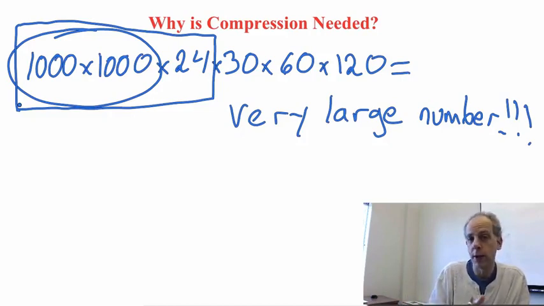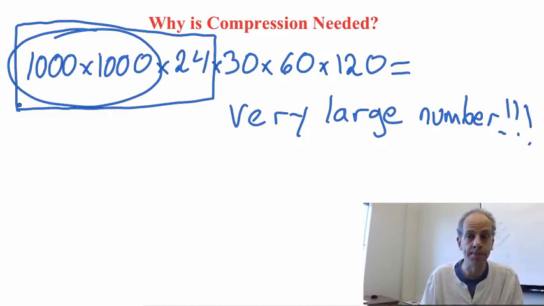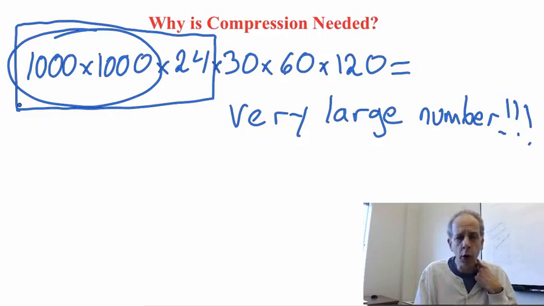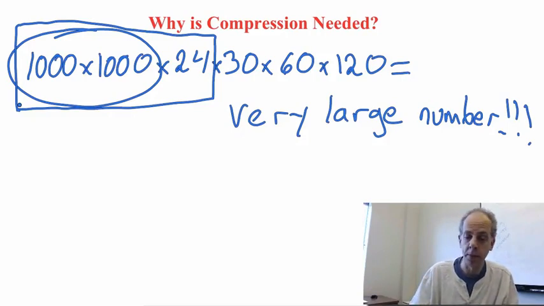So the moment we start talking about images and video, we immediately get very, very large numbers, and that's why we need image compression. We need to make it possible to save those images, to save those videos without occupying so many bits in our computer or in our cell phone. So that's the reason we need image and video compression.